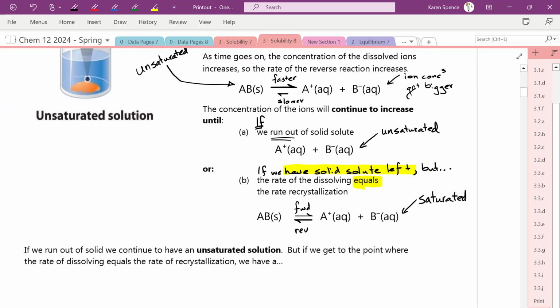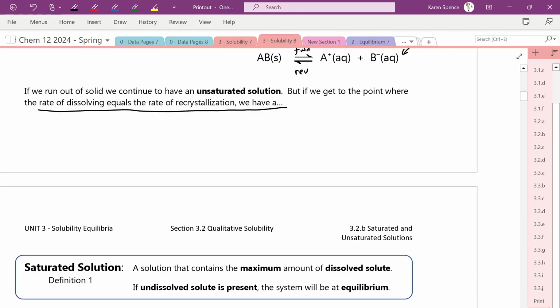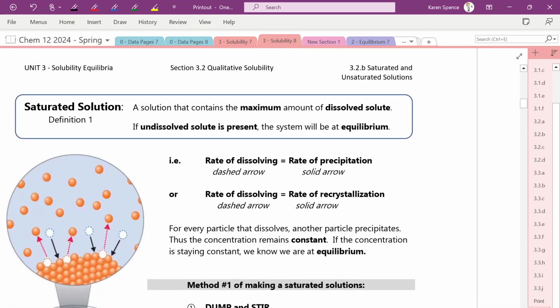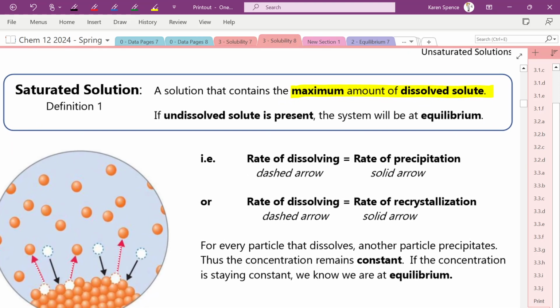So if we run out of solid, we have an unsaturated solution. But if we get to the point where the rate of dissolving equals the rate of recrystallization, we have a saturated solution. And whereas unsaturated contained less than the maximum, a saturated solution contains the maximum amount of dissolved solute.